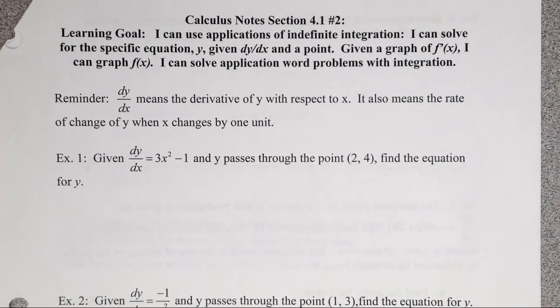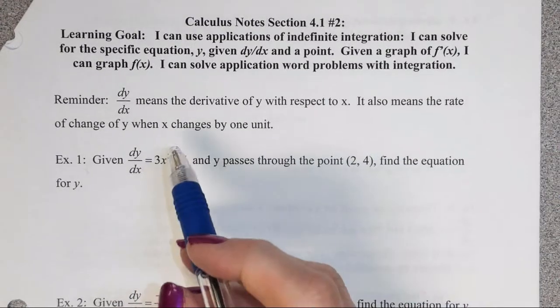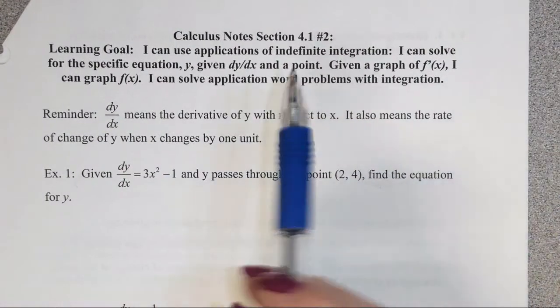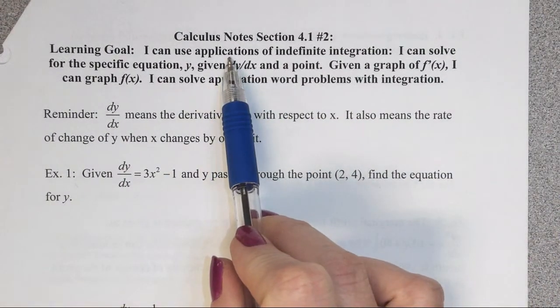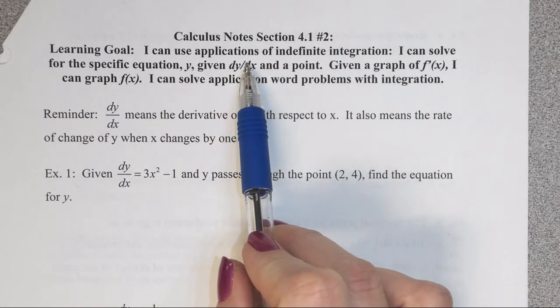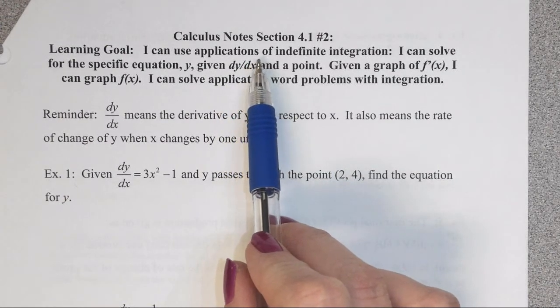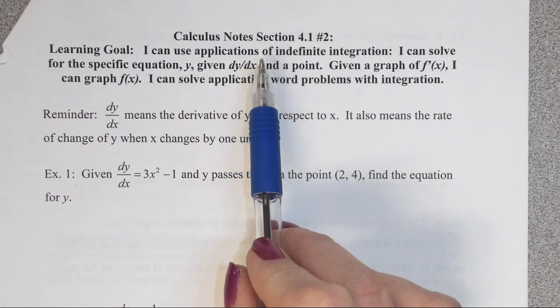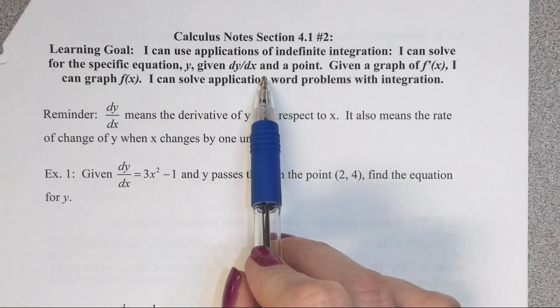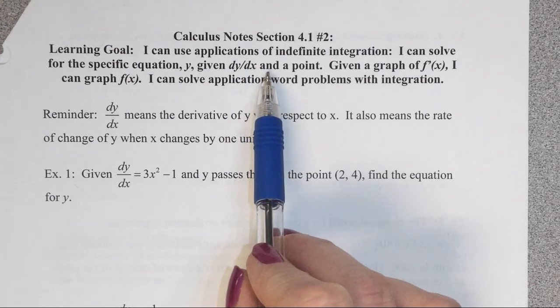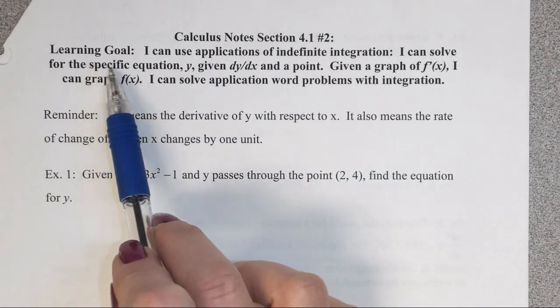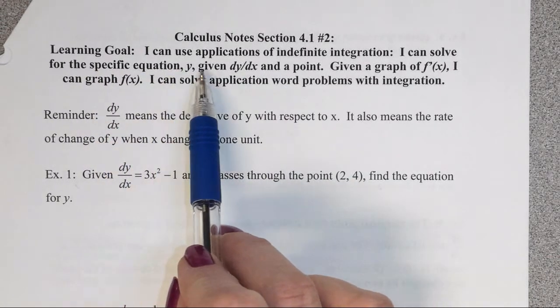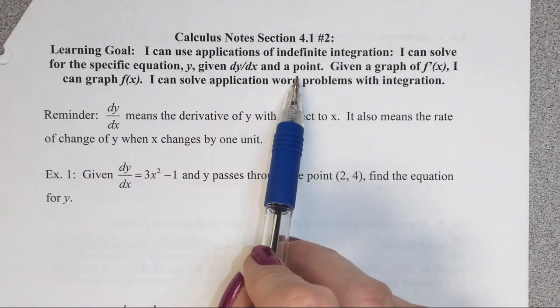All right, so this is the second part of section 4.1. We're still doing integrals, but now we're going to be looking at applications. What we're going to be doing today is we're going to have to actually solve for the c value. What you did last night was you just had to solve for the integral. You didn't worry about what c was, but now we're going to solve for the specific equation if we're given the derivative and a point.